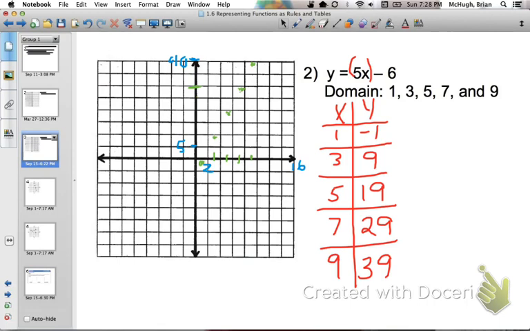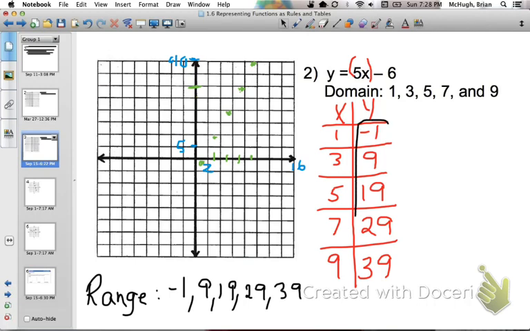We've got 1, 2, 3, 4, 5 points plotted, or things that kind of look like points plotted there on the graph representing this function. And our range, to finish this problem off, we know the domain. Our range that goes with the given domain is negative 1, 9, 19, 29, and 39. These values again right here, all the y values.